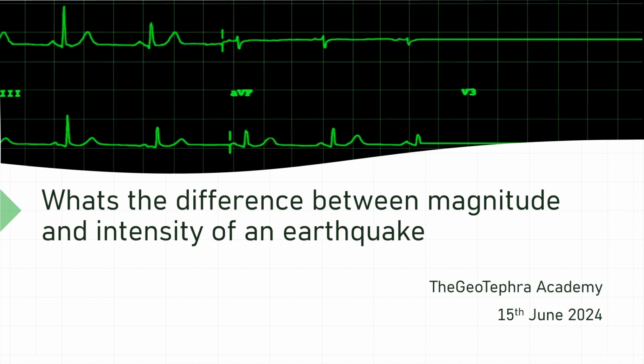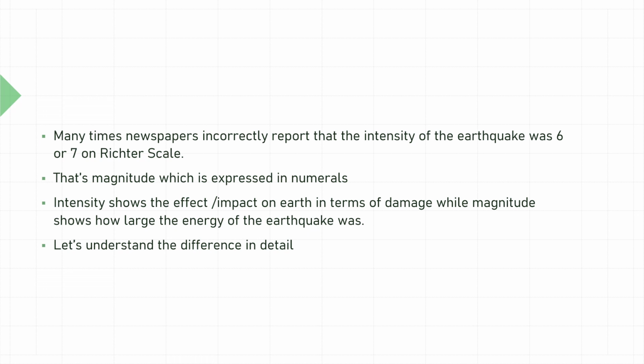Here's another episode on another geographical concept. Today, let's understand the difference between magnitude and intensity of an earthquake. Many times, newspapers incorrectly report that the intensity of the earthquake was 6 or 7 on the Richter scale, but that's incorrect. It should be the magnitude.